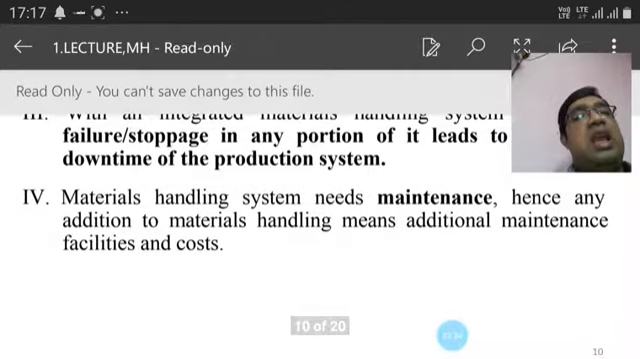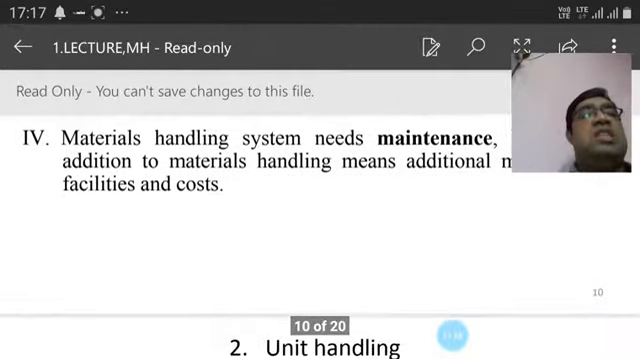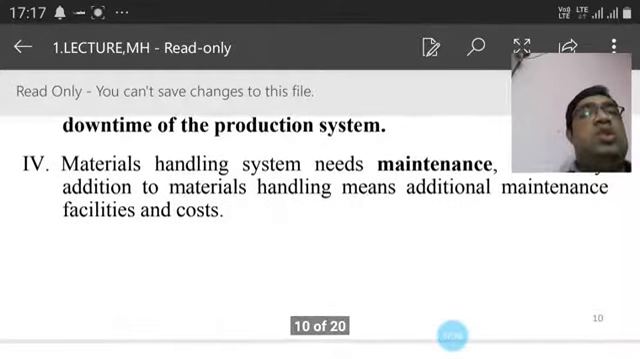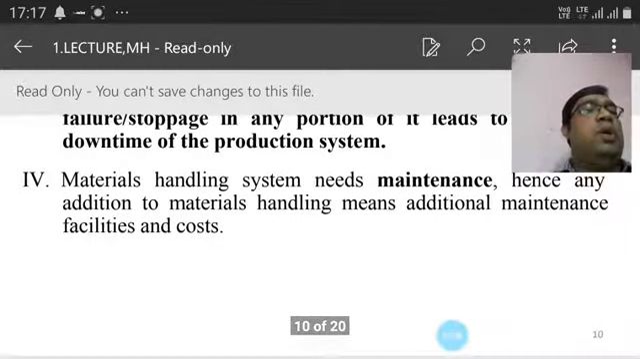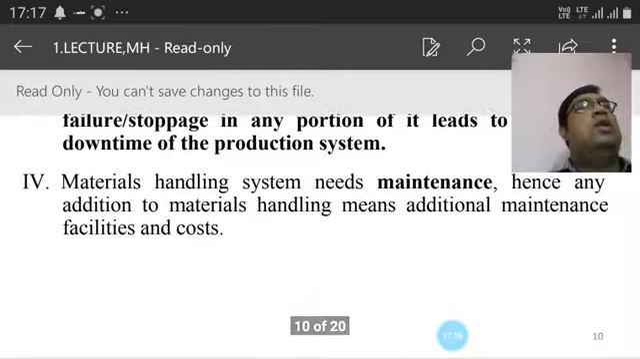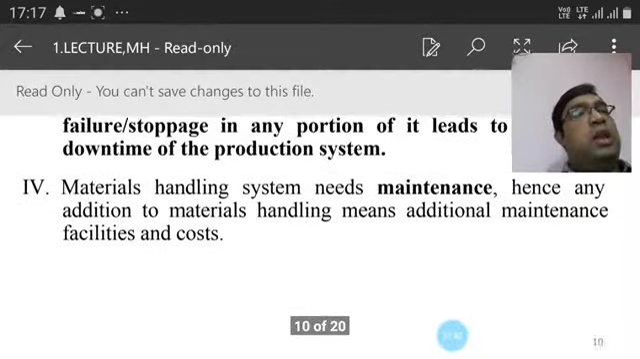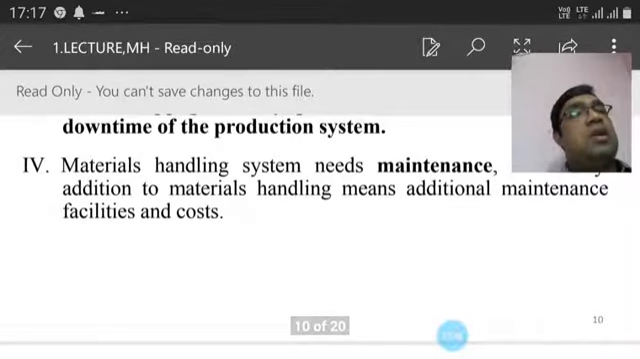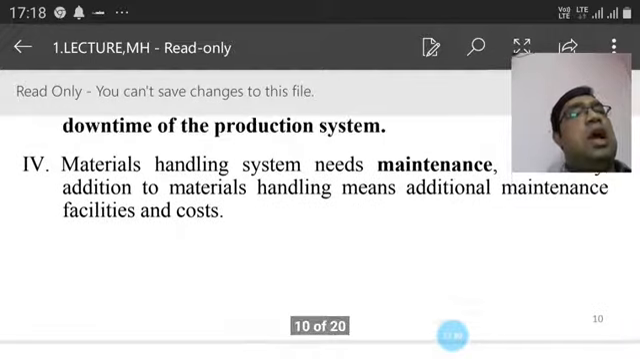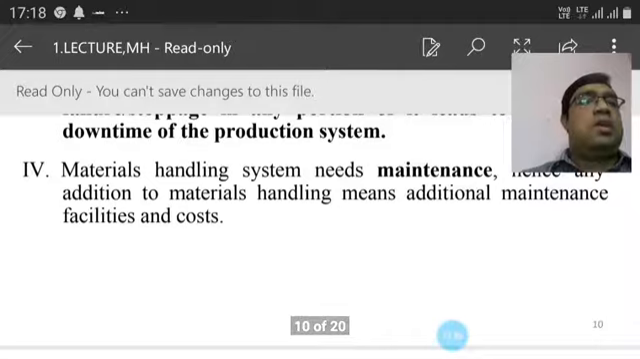Any addition to materials handling means additional maintenance facilities and cost, and these will be required. Suppose your materials handling equipment is being used, then it will need maintenance from time to time, otherwise it cannot transfer your materials properly. For this, the maintenance facility is very essential, and sometimes maintenance cost will be involved in your materials handling systems.